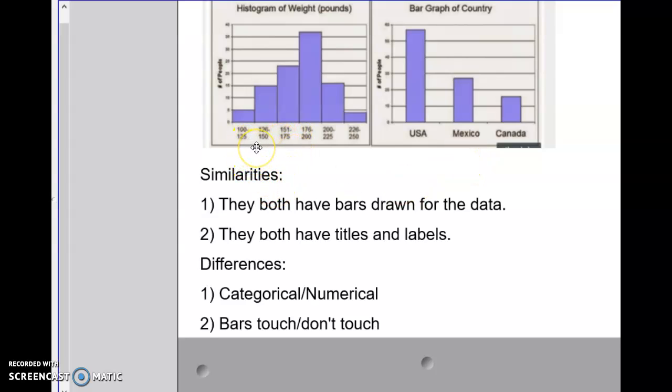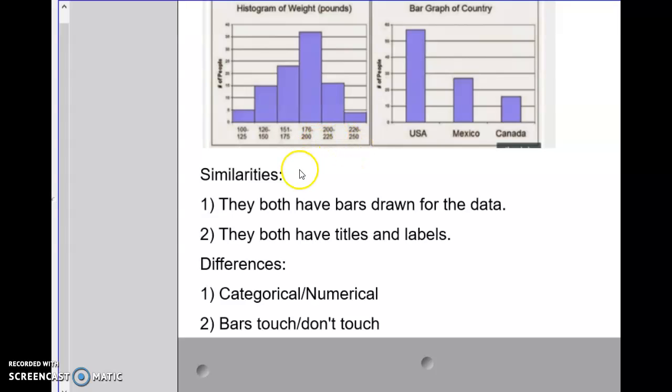If you'll notice, the weights are put into groups. The first group of weights is 100 to 125. Then the next group of weights is 126 to 150. Then the next group is 151 to 175. Those are intervals or groups of weight. And the reason that the bars touch is because once they develop that first group that started with 100, that goes all the way through the last group that ends with 250. Well, once they began that first interval, no numbers were left out.